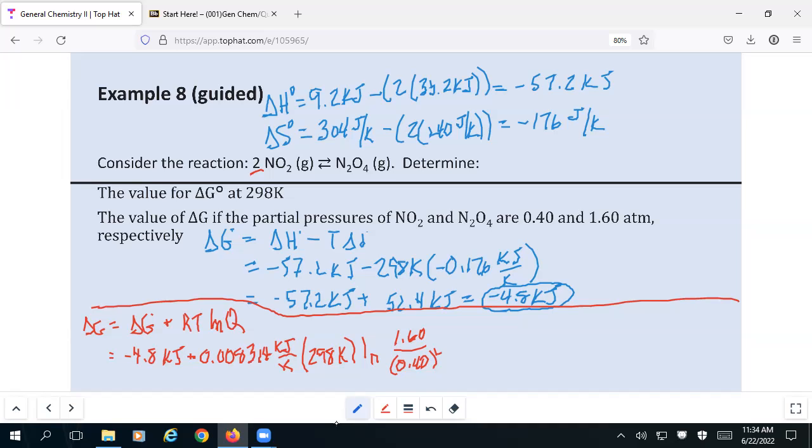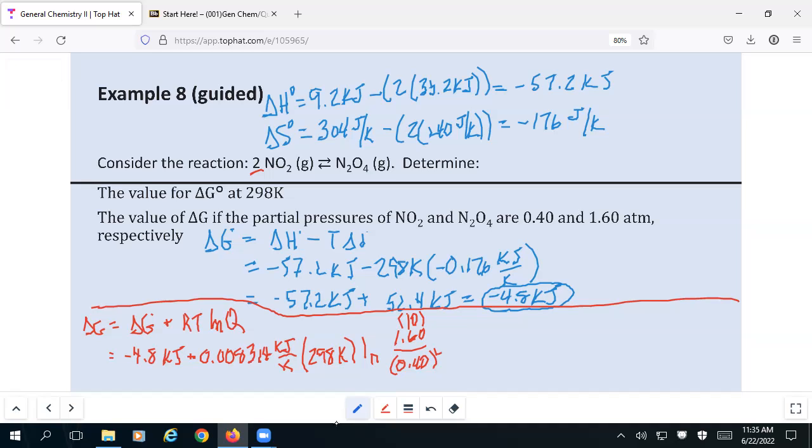So hard as it is to go back, we can't forget the fundamentals of equilibrium. When we do products over reactants, we got to make sure that those coefficients come along for the ride as the exponents. We can't forget that part. So putting all of that together, 1.6 divided by 0.4 squared gives us 10 inside the natural log.